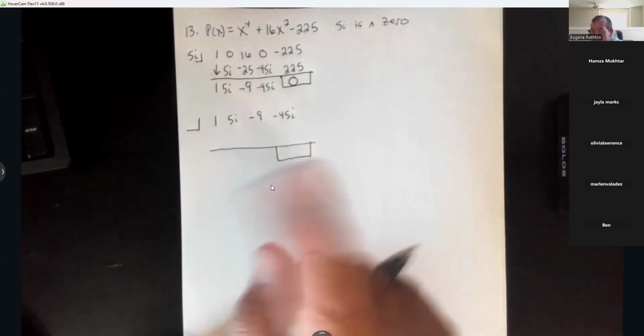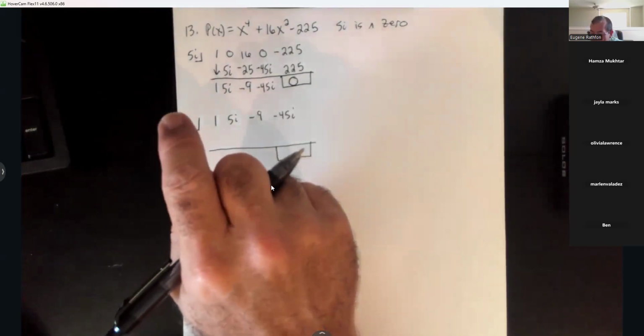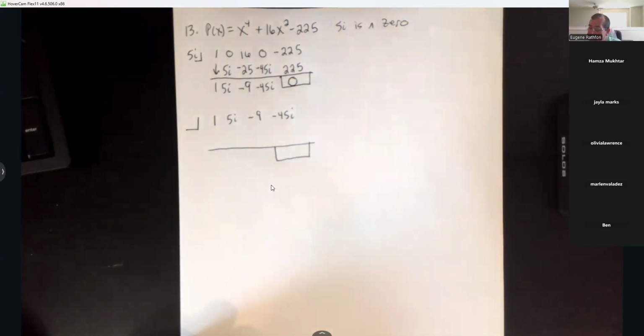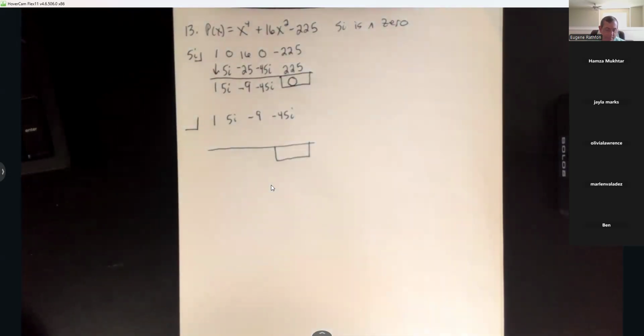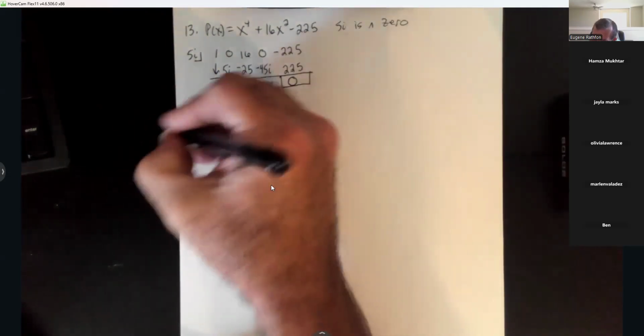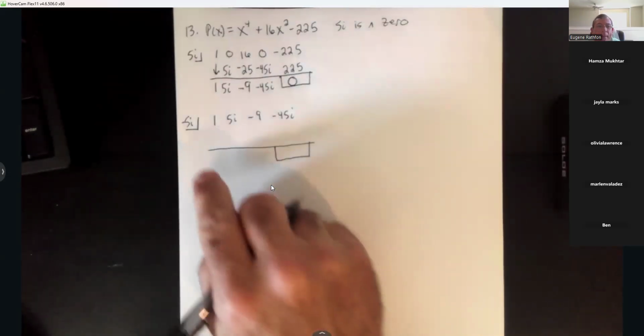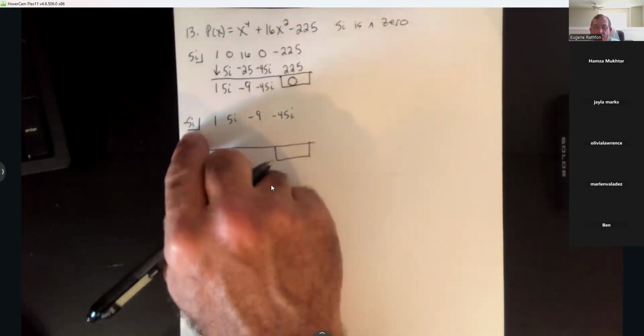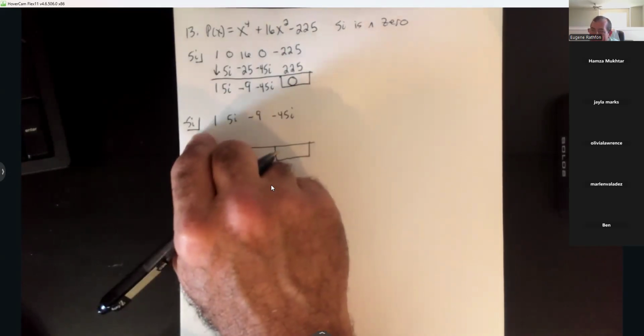Oh, y'all, here's the question though. What's the next zero I need to check? Because they didn't give me nothing but that 5i. Perfect. It's got to be the negative 5i, y'all, because these come in conjugates. So the only clue was that these come in conjugates. So you got to use that negative 5i, okay?